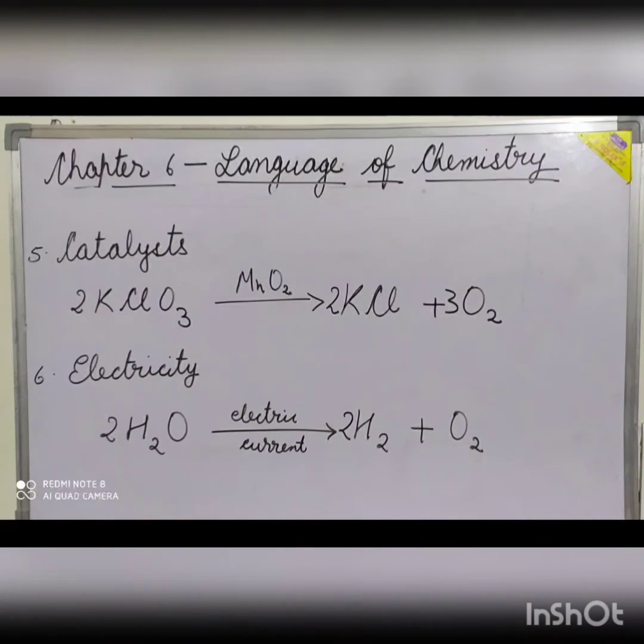The next condition for a chemical reaction to take place is the presence of a catalyst. Catalysts are the substances which change the rate of the chemical reaction without themselves undergoing any chemical change during the reaction. They can either increase or decrease the rate of the reaction. For example, the decomposition of potassium chlorate into potassium chloride and oxygen takes place in the presence of manganese dioxide, which acts as a catalyst. Different chemical substances act as catalysts for different chemical reactions.